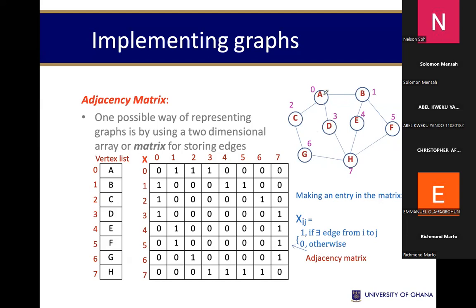Then we're going to have A to C. So let me help you. This will be A, this will be B, this will be C, this will be D, this will be E, this will be F, and of course this will be G, H.